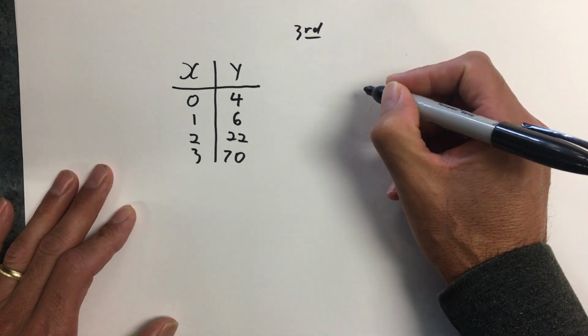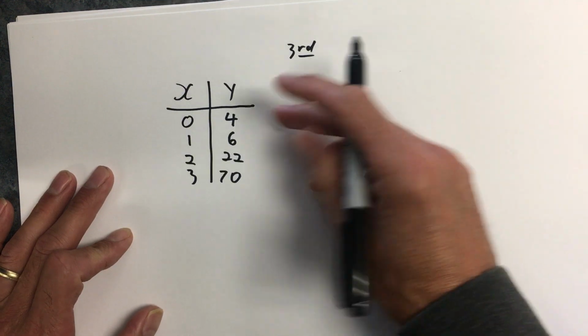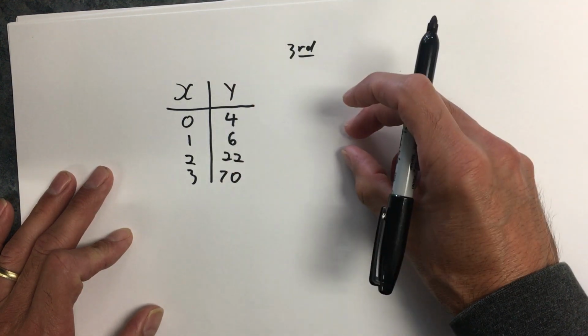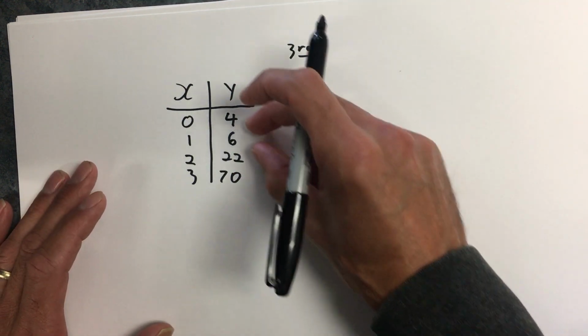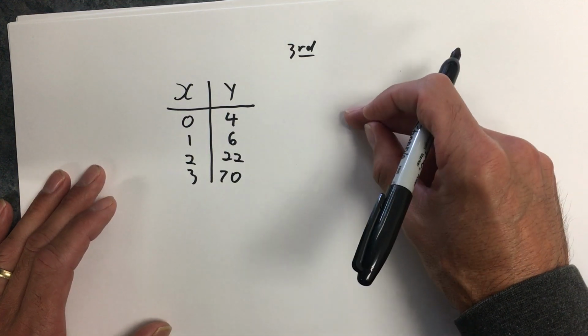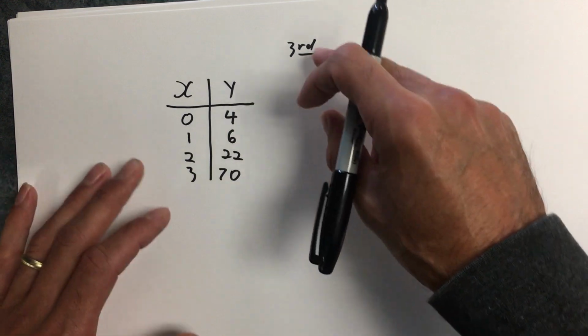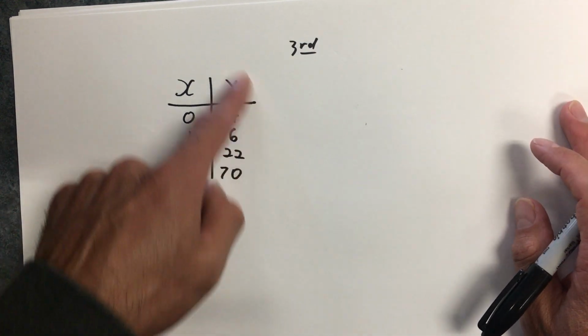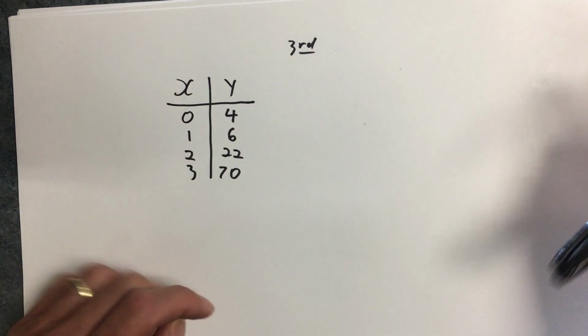Now we'd have to know ahead of time that this is third order. You could keep doing finite differences, but then I think you'd quickly run out of numbers because you'd be down to 3 and then 2 and then 1. Yeah, you'd have to know beforehand this is a third order polynomial that's fitting these 4 points.